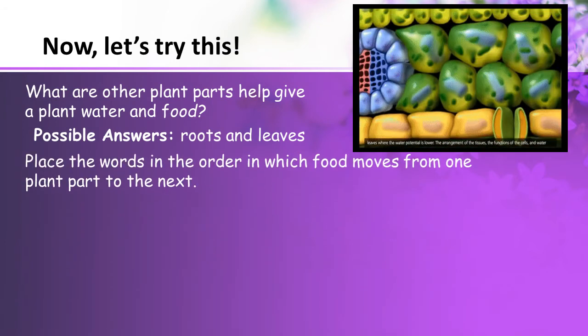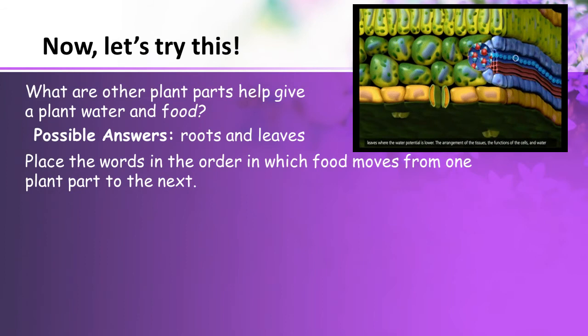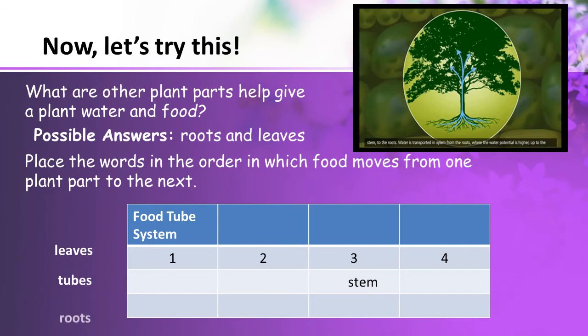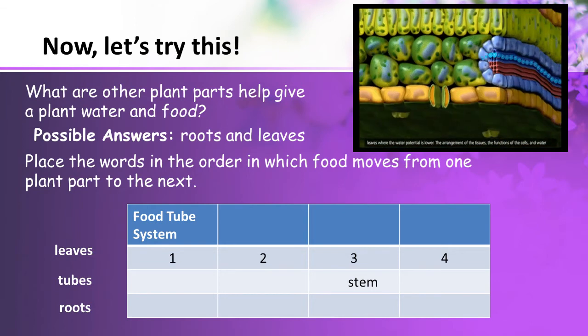Alright, let's proceed to number 2. Place the words in the order in which food moves from one plant part to the next. We have a table down here and we have choices: leaves, tubes and roots. You're just going to arrange this order, guys. What should be number 1 in the order that shows how food moves from one plant part to the next? I'll give you a second to think of the answers.